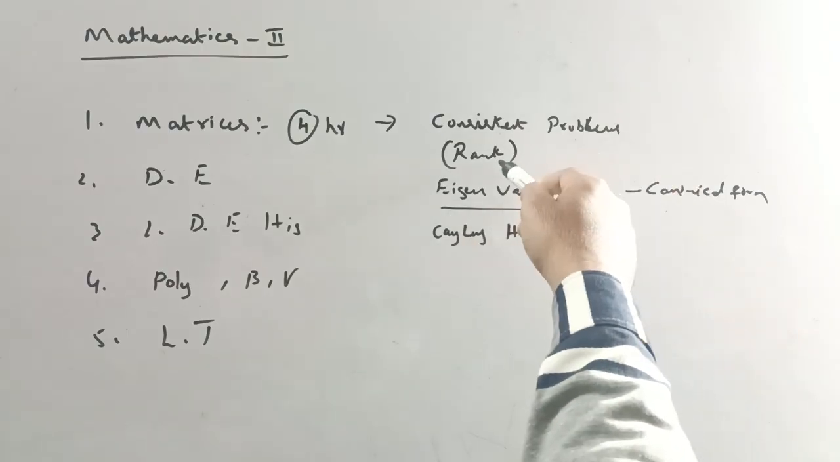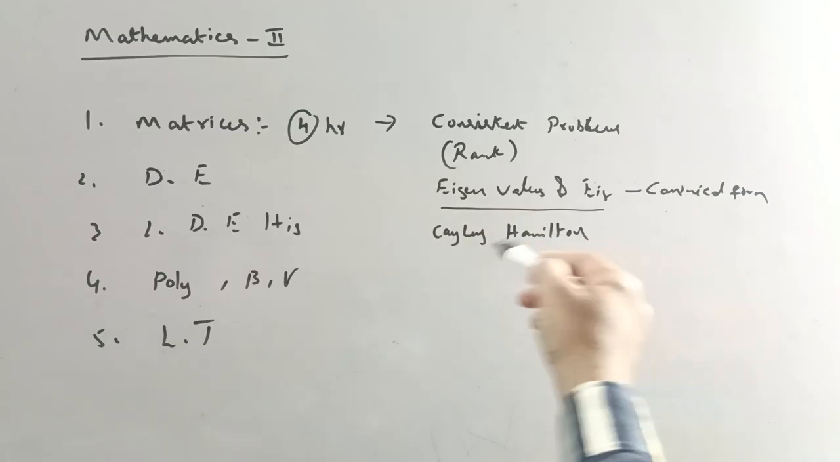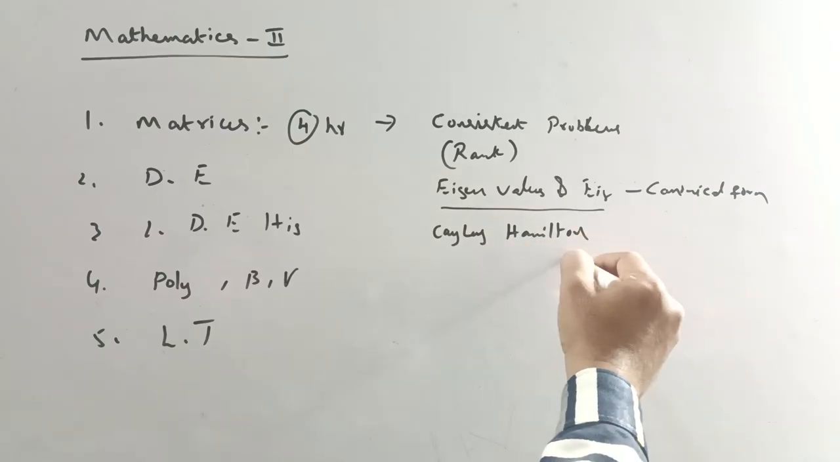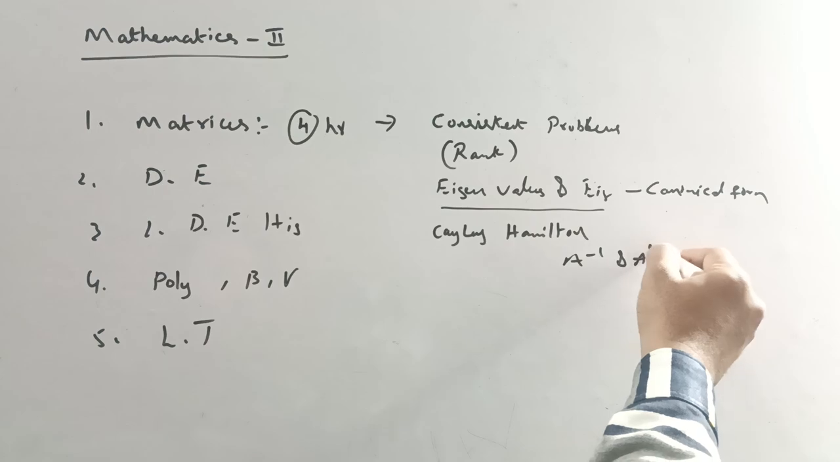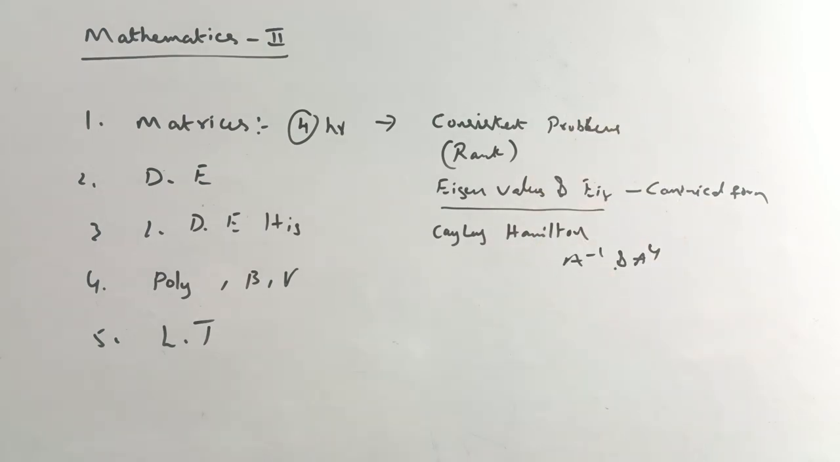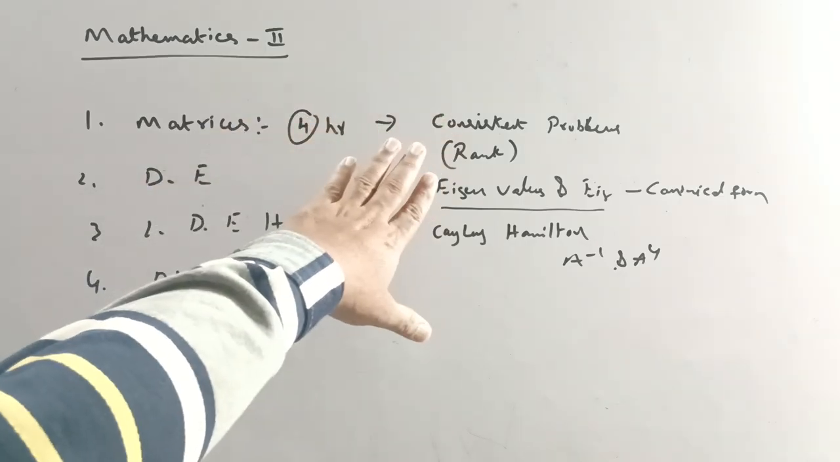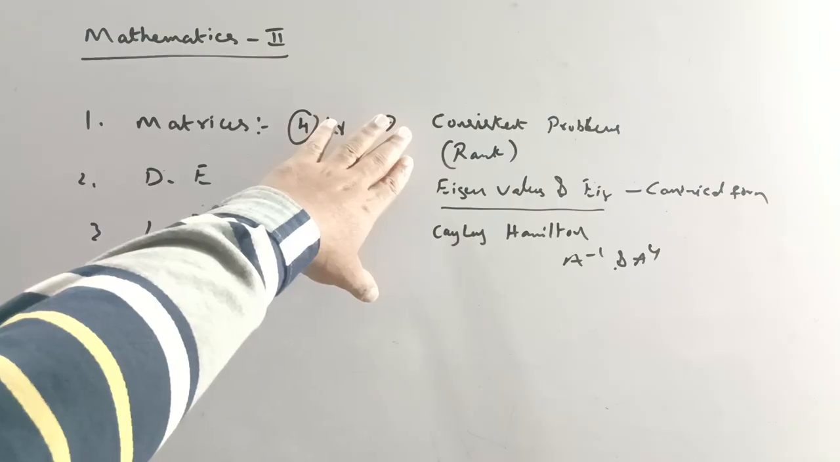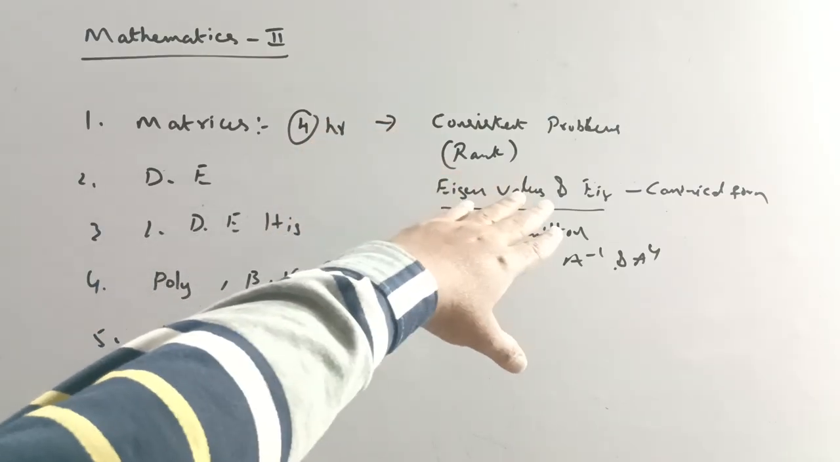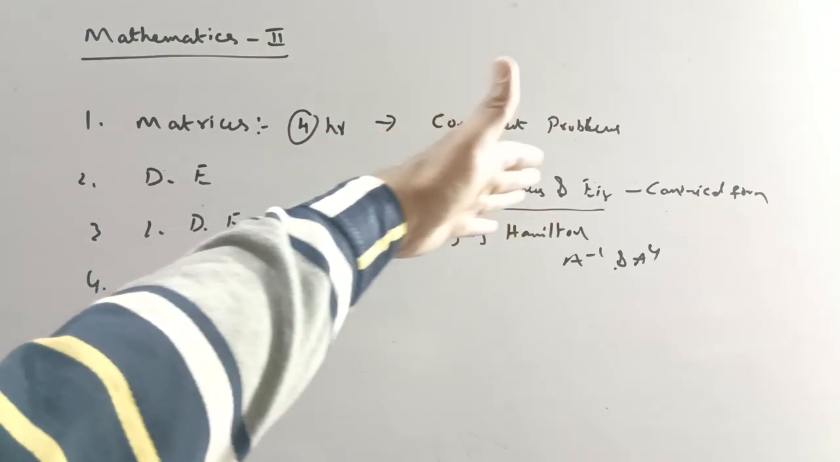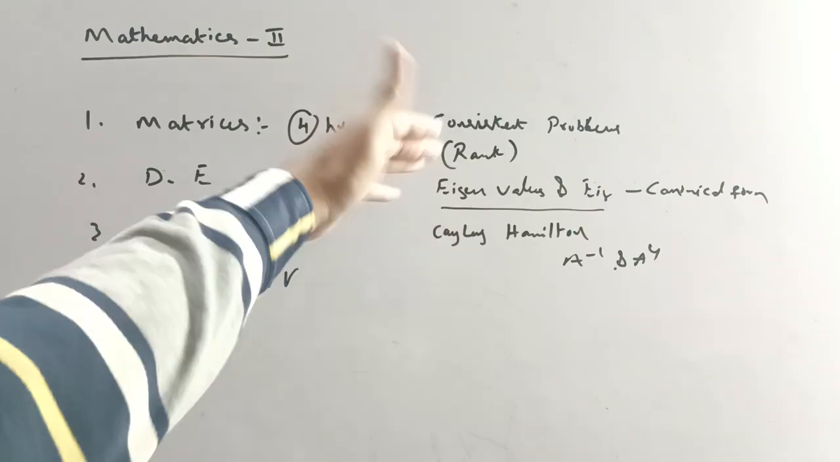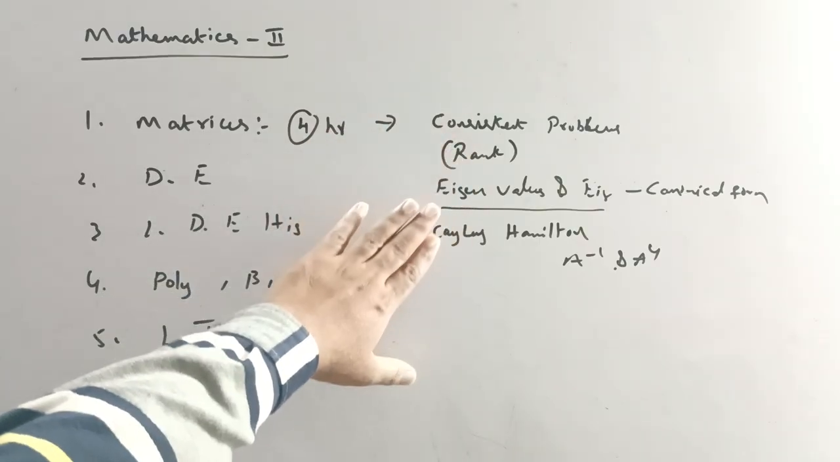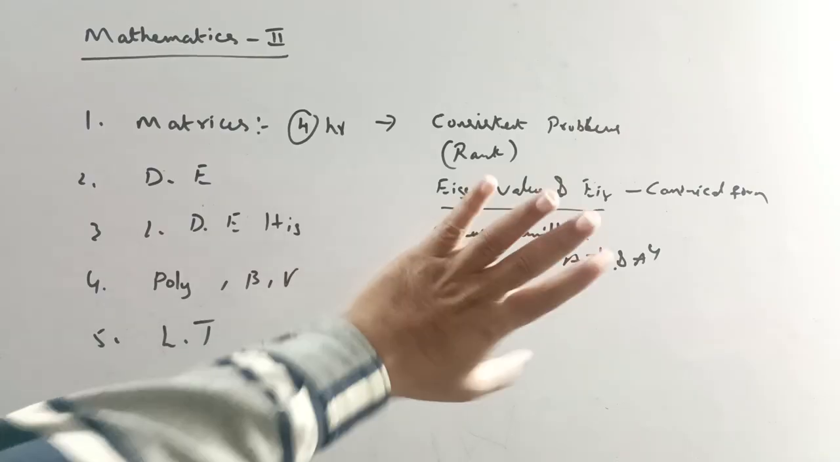Then consistency will cover rank. Then in the Cayley-Hamilton theorem you will have to find A inverse and A power 4. Correct. Then matrices will be over. So you have to spend a minimum of 4 hours for matrices and solve these problems: consistency problems, checking for consistency. Then for the second topic, you can go directly for orthogonal transformation using canonical form. In that topic, you will get eigenvalues and eigenvectors. Then the Cayley-Hamilton theorem.